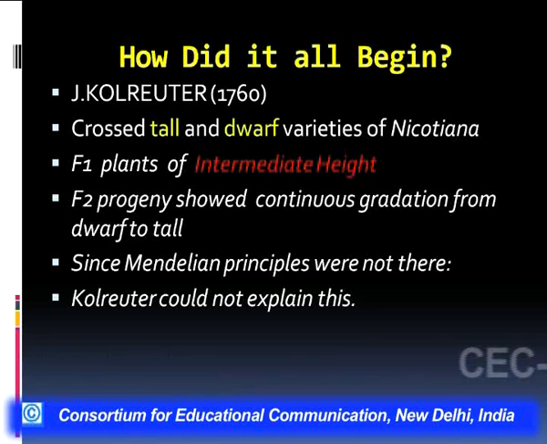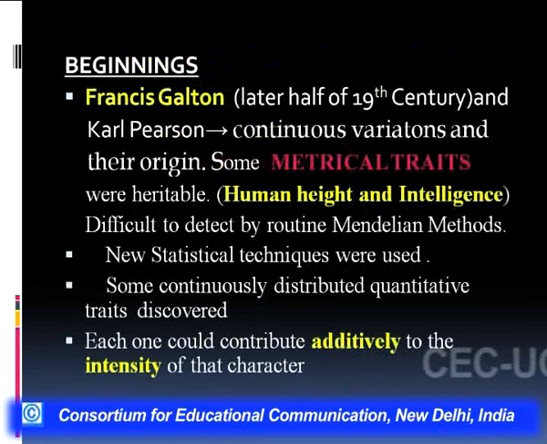Now, this is not what we expect out of a Mendelian cross, and by the way, Mendelism was not there, because this work of 1760 was a bit earlier. Since the Mendelian principle was not there, he could not explain how he got intermediate forms and how to account for a continuous gradation, because we would have thought either tall or dwarf.